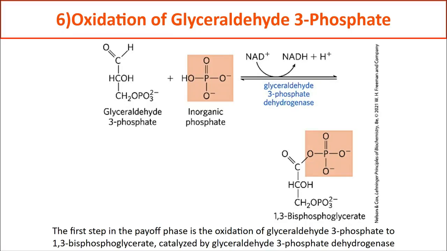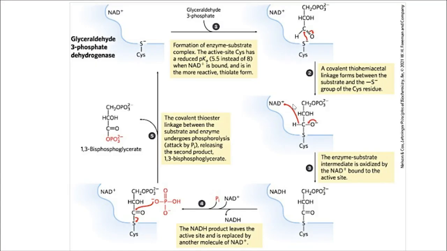Stage 6 is the oxidation of glyceraldehyde 3-phosphate, where it utilizes inorganic phosphate, and it uses a nucleotide, NAD+, that actually gets reduced and oxidizes this glyceraldehyde. And then eventually we have the phosphoryl group that is attached to the original glyceraldehyde 3-phosphate. And it utilizes the enzyme glyceraldehyde 3-phosphate dehydrogenase. So how is this happening?